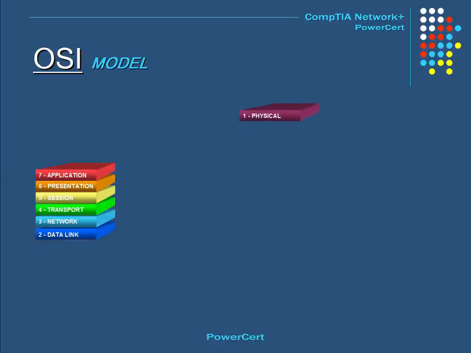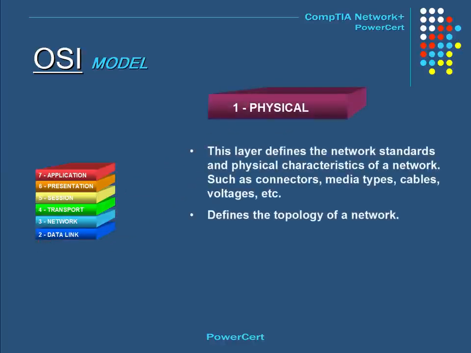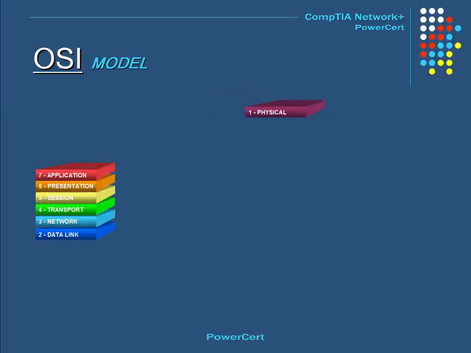The bottom of the OSI model is the physical layer, and this layer defines the network standards and physical characteristics of a network, such as the connectors, media types, cables, voltages, etc. This layer defines the topology of a network.